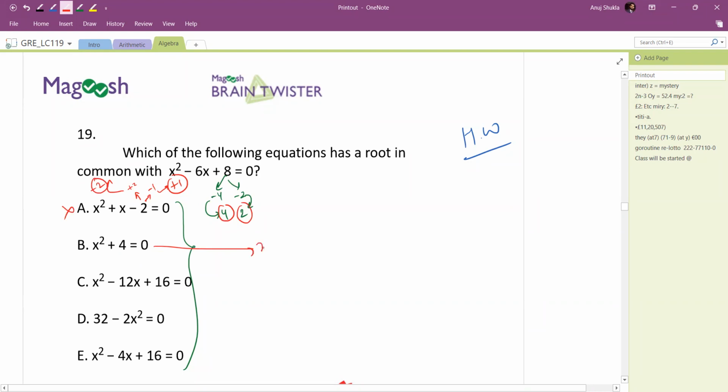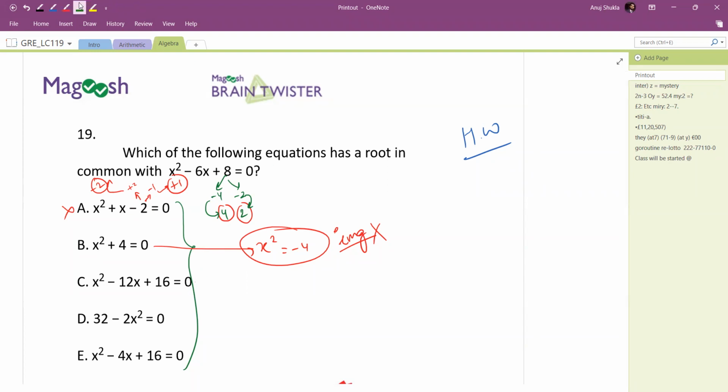What about this? x square equal to minus 4. Now x square equal to minus 4 is not a real solution, it is an imaginary solution, so we will not consider this. Then x square minus 12x plus 16. Whenever you see that maybe you cannot solve it by this method, what you can do is first check the d value. I told you about the d value, right? Discriminant. If your equation is ax square plus bx plus c equal to 0, what is your discriminant value? It is b square minus 4ac.